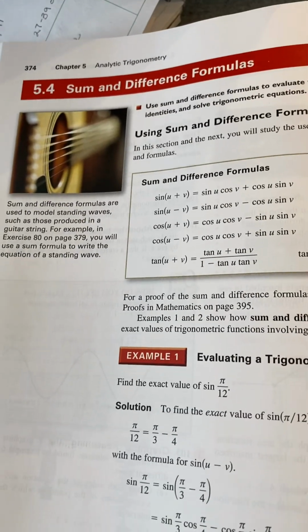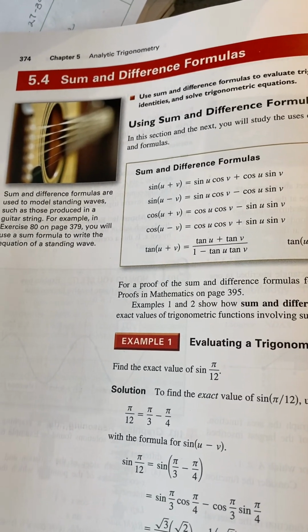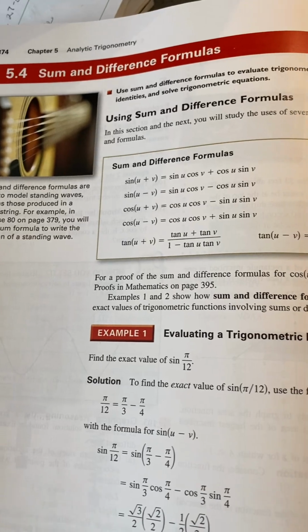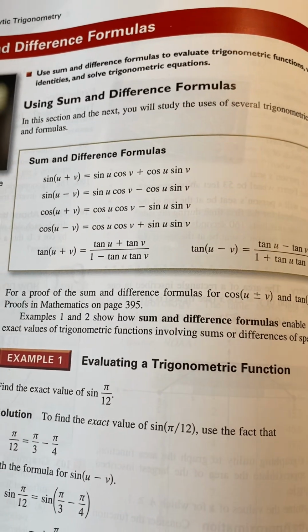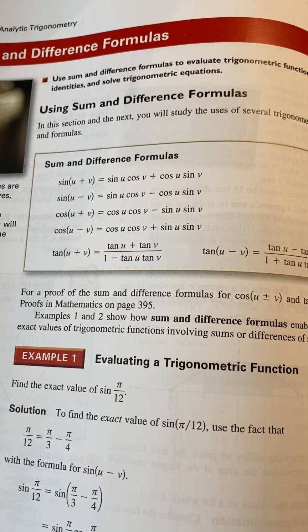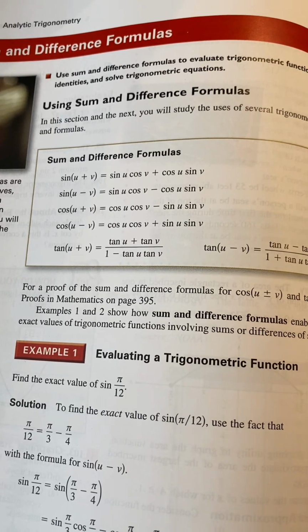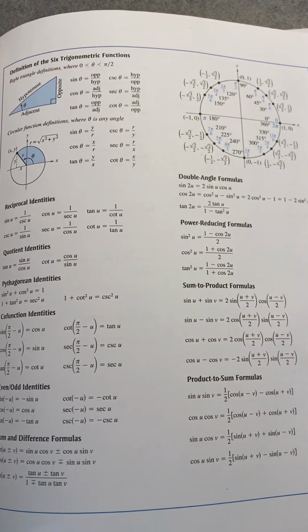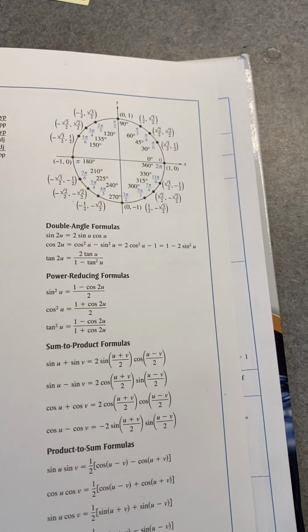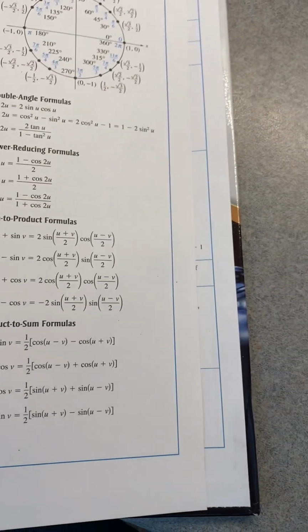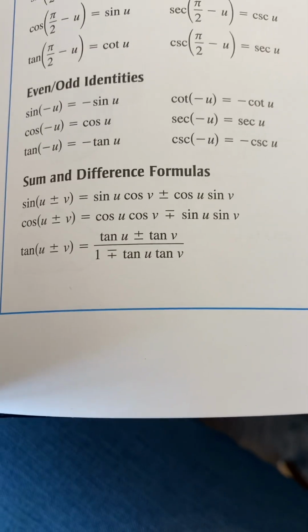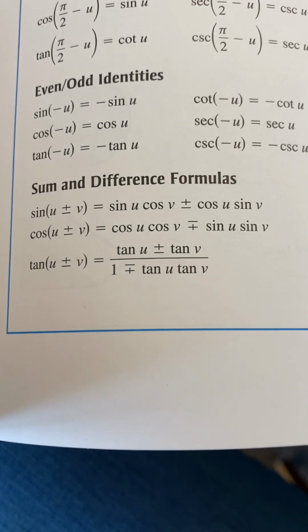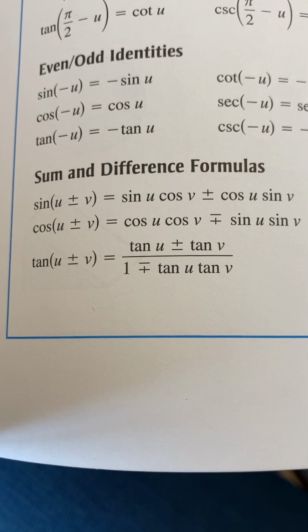Okay, we're just going to do a couple of examples from section 5.4 if you would open up your book. We're going to use exclusively these sum and difference formulas. These formulas you will not have to memorize. I will give you a copy of this page when you take your chapter test. It has the unit circle there, and it also has the sum and difference formulas down here. You just have to make sure you get the signs right.